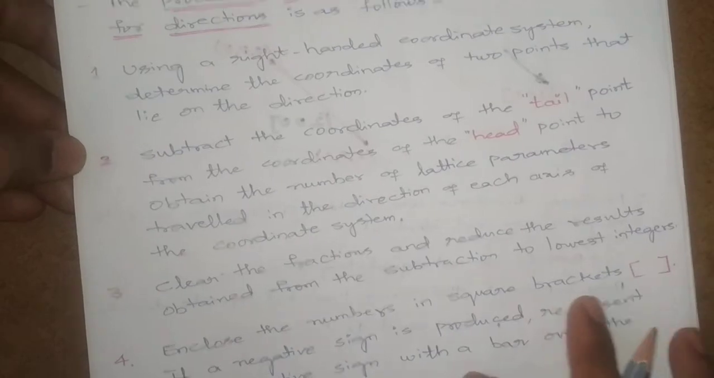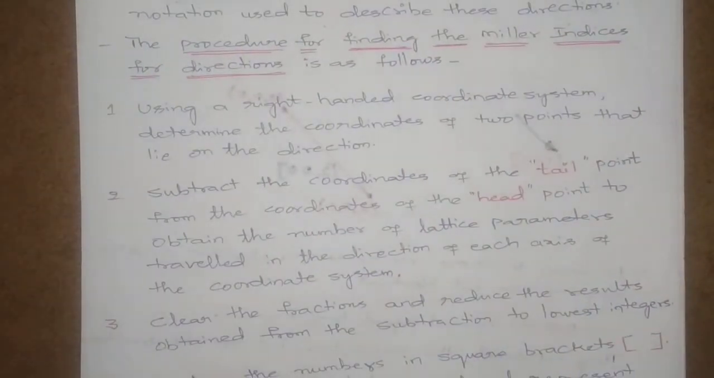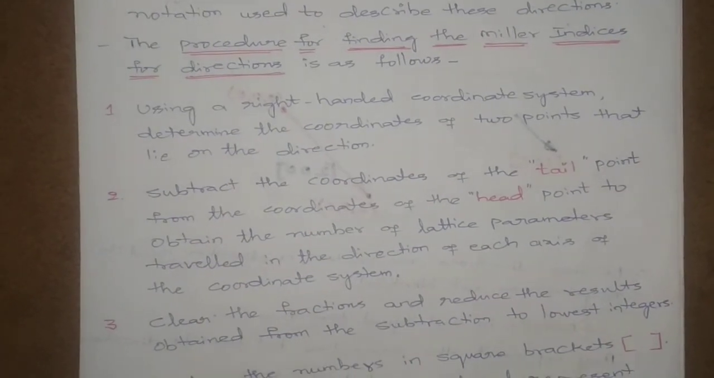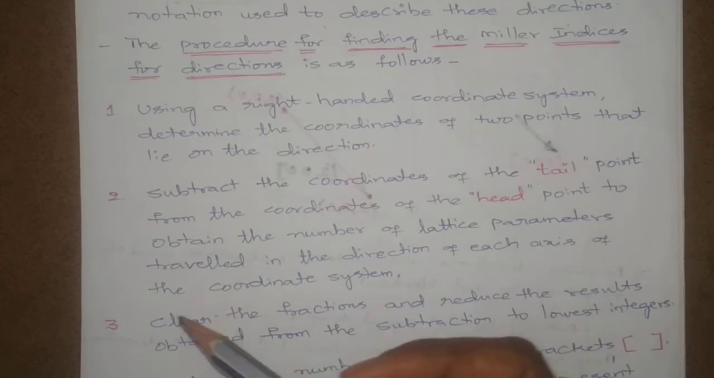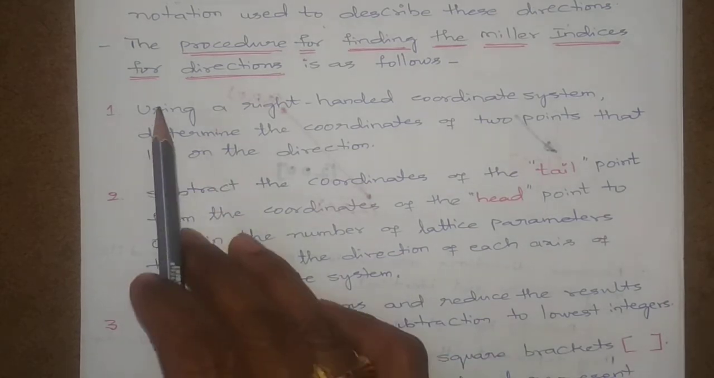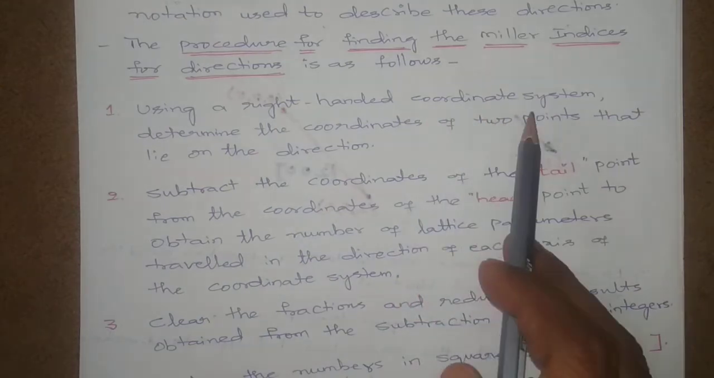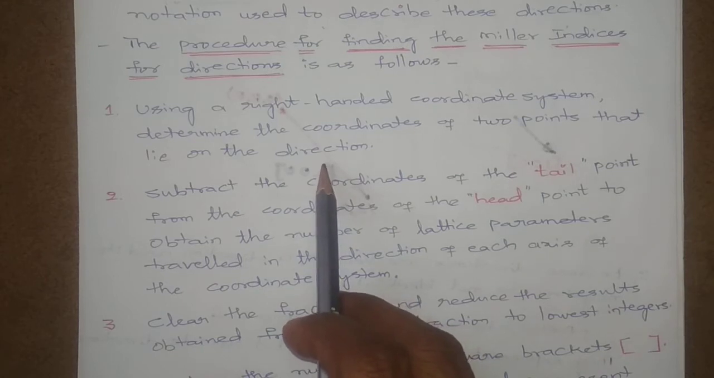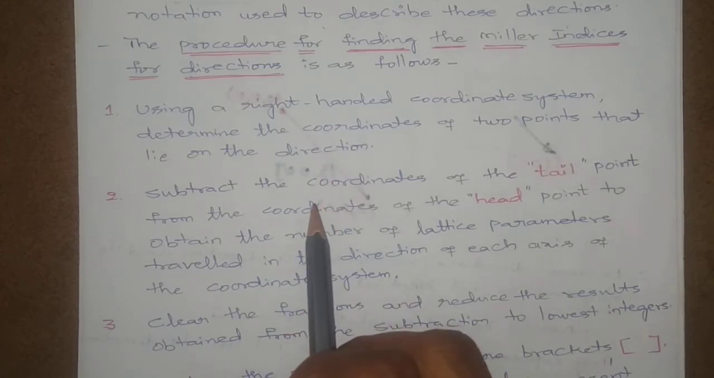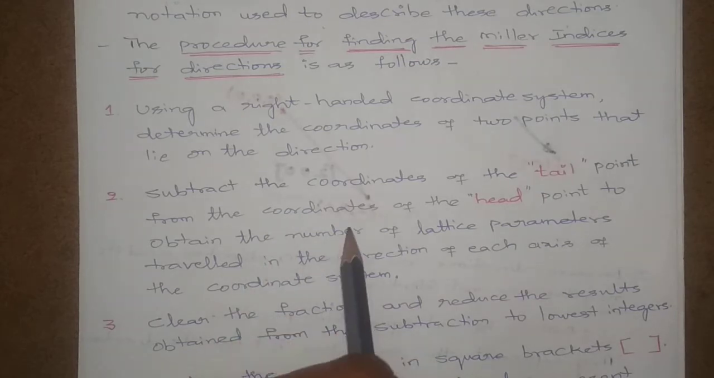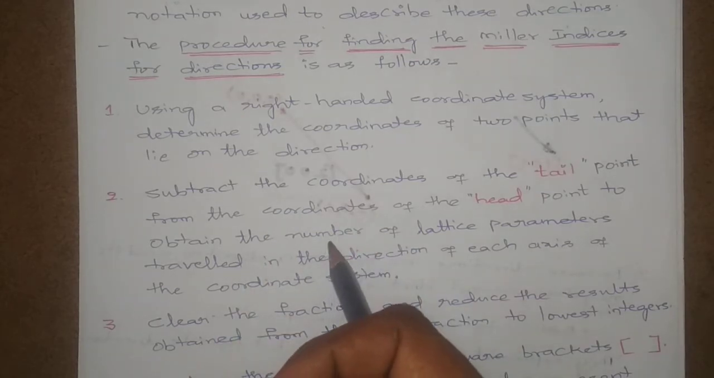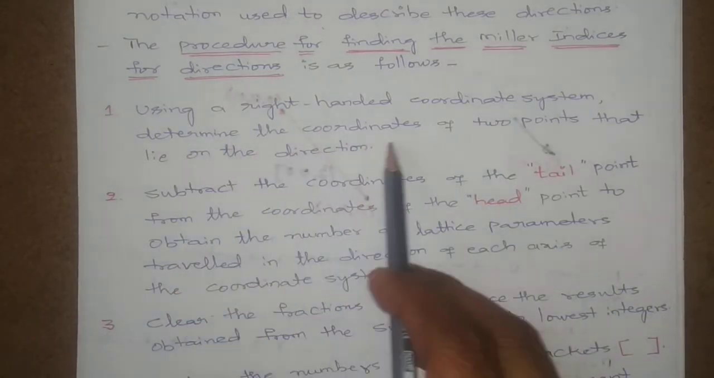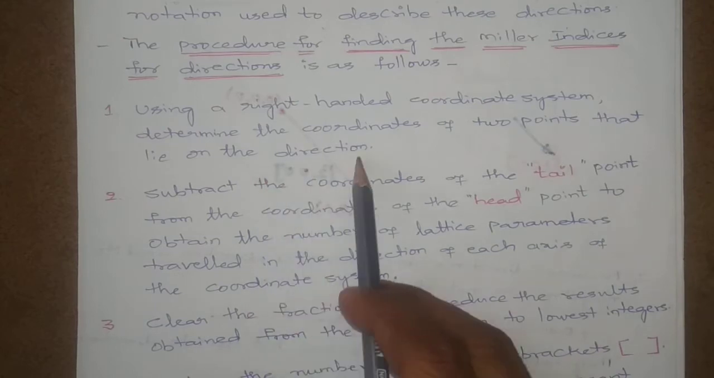We have 4 steps. The first step in finding the Miller indices for direction is, using a right hand coordinate system, determine the coordinates of 2 points that lie on the direction. As we all know, a direction is represented by a line, and a line has 2 ends. So using a right hand coordinate system, determine the coordinates of 2 points that lie on the direction.